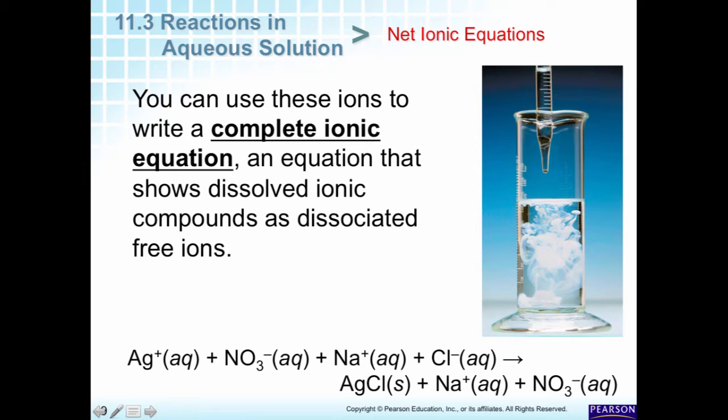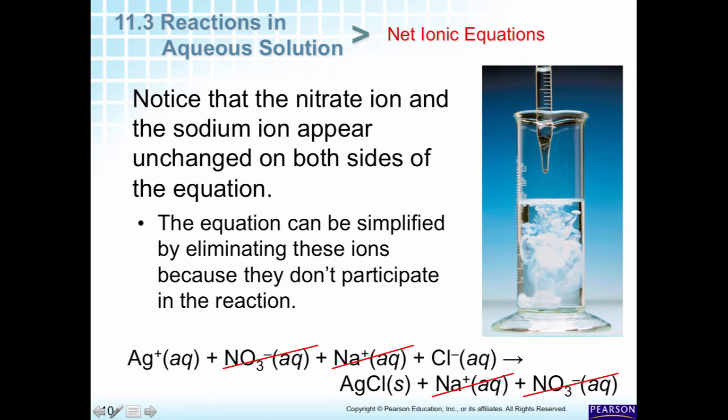Then on the other side, this is a solid, so it's not in solution. Notice the two ions are together in the ionic compound. Sodium and nitrate are not. So if we look, sodium and nitrate are on both sides. That's going to be important. We call these spectator ions, the ones that are seen on both sides.